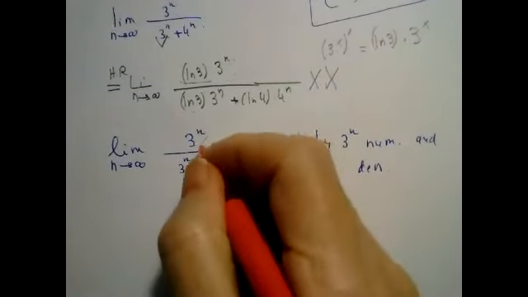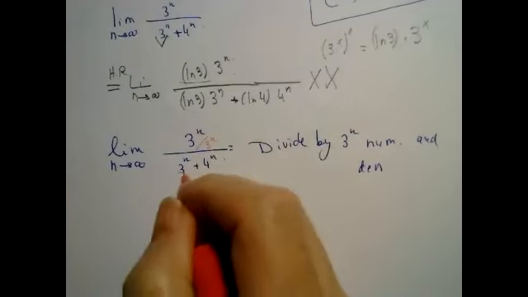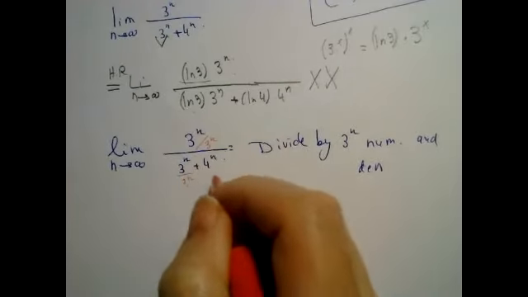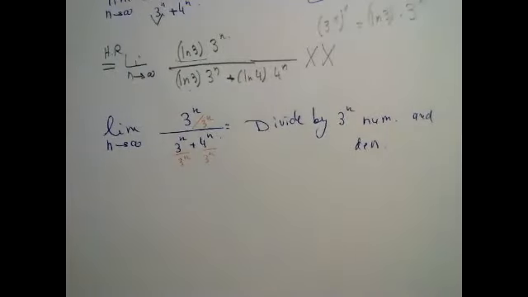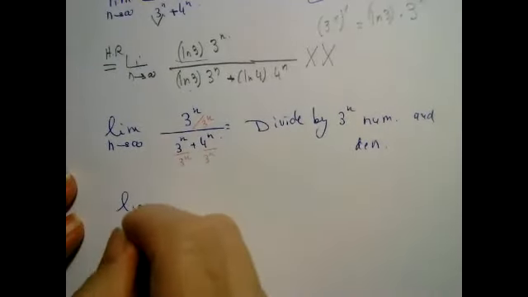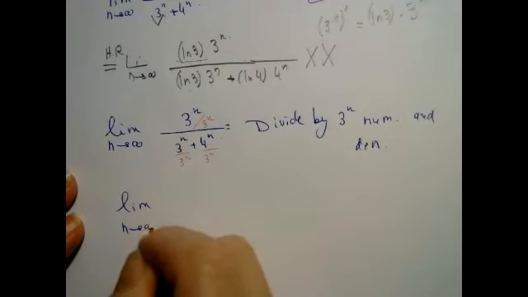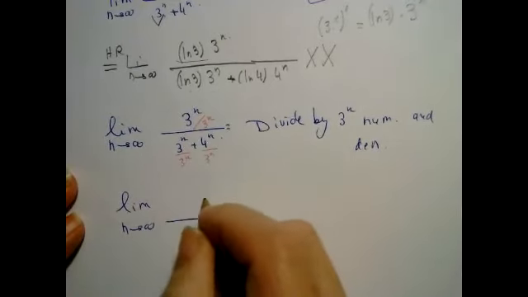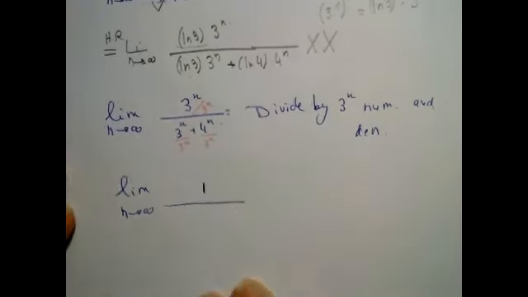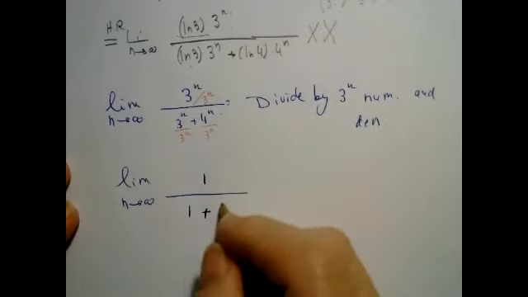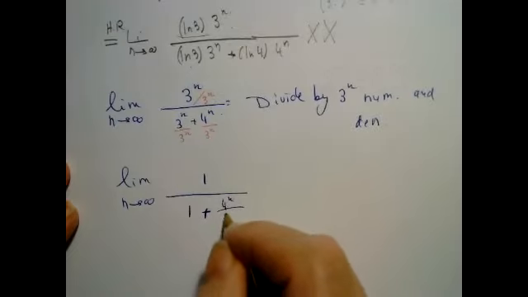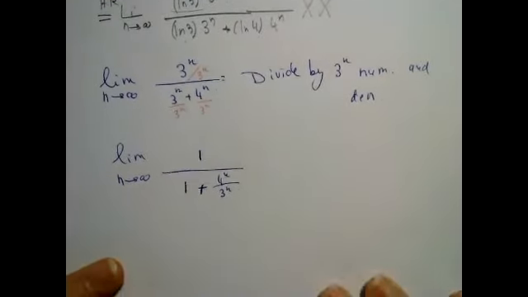We're going to divide the numerator by 3 to the n, and each term in the denominator by 3 to the n. Let's see what we get. We get the limit as n tends to infinity of 1 over 1 plus 4 to the n over 3 to the n. Now, what's the limit of this expression?